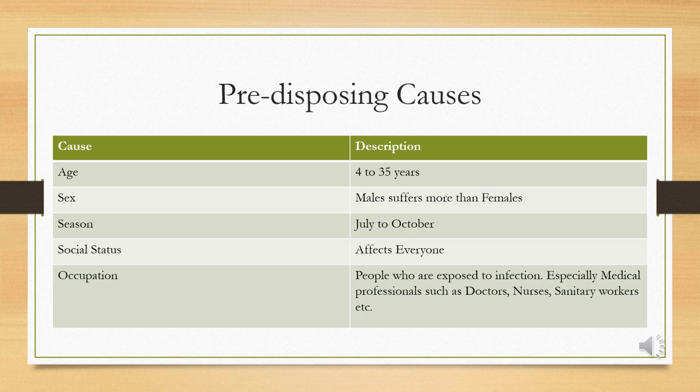This slide will speak about predisposing causes of typhoid. First, we have age category. Persons in the age group of 4 to 35 years are more prone to get typhoid infection. And coming on to the sex, male suffers more than females. Season, July to October is the most vulnerable season. Social status, it affects everyone. Occupation, people who are exposed to infection, especially medical professionals such as doctors, nurses, and sanitary workers.